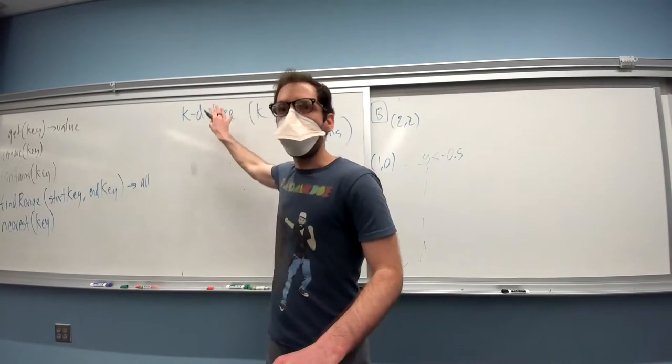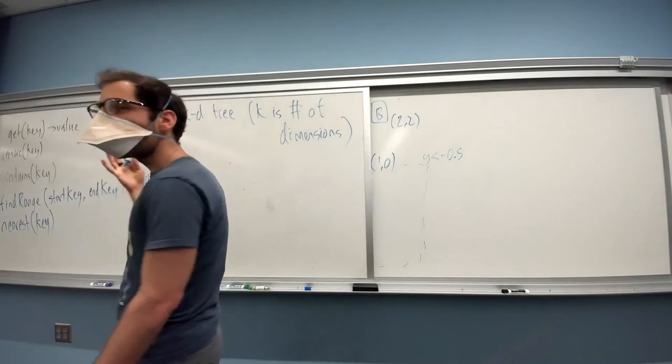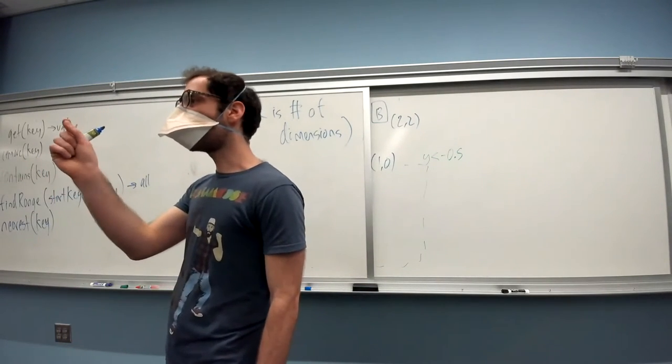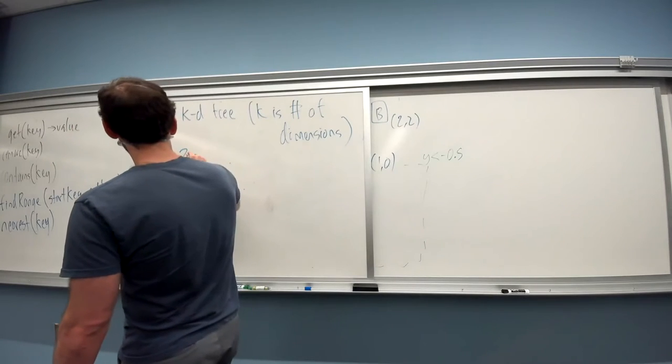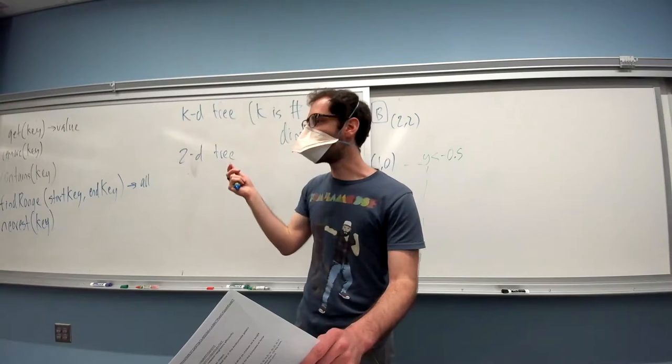And you will implement a KD tree in Lab 6. And specifically, we'll focus on organizing two-dimensional points. So we'll have a 2D tree, because we'll have an X and a Y dimension.